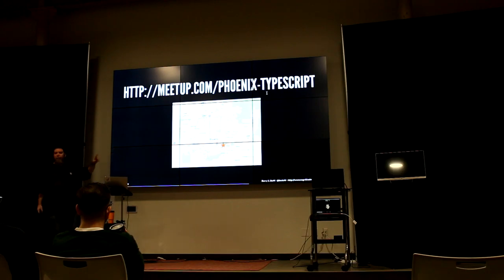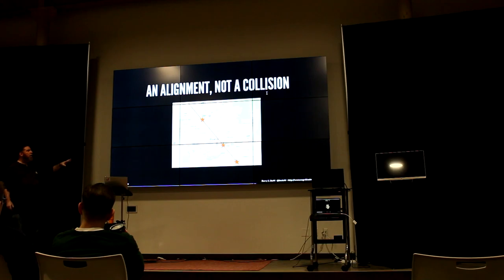Now, if you've been paying attention to the maps here, you might notice something. We have this sort of axis of awesome, if you will. And I've said this is an alignment, not a collision, because it really is. It's an alignment. But anybody recognize the movie reference?